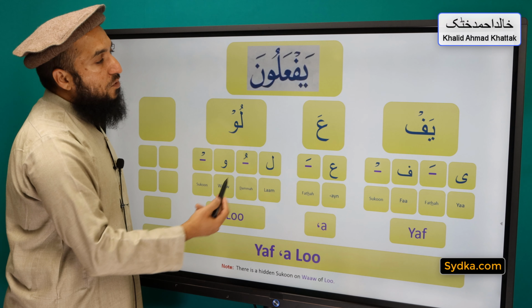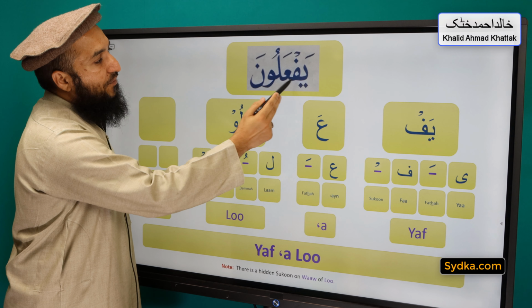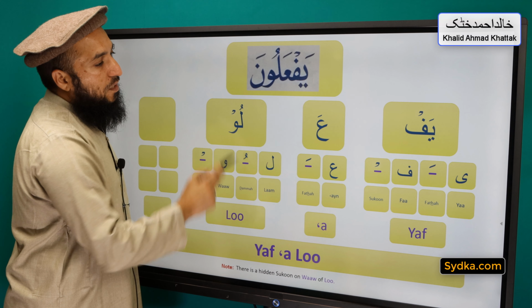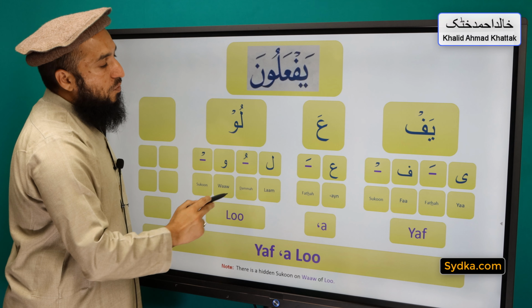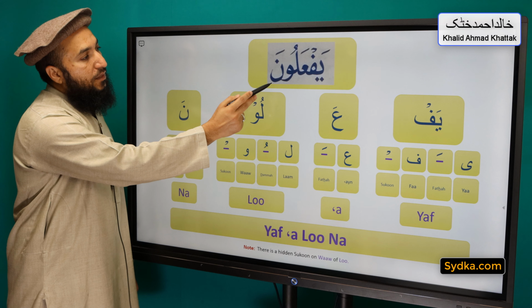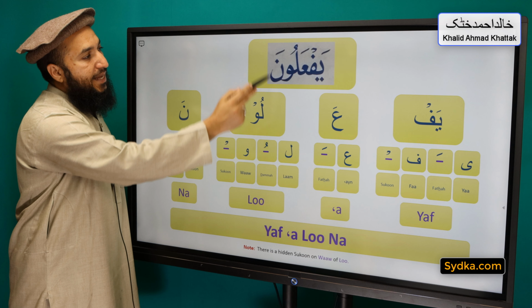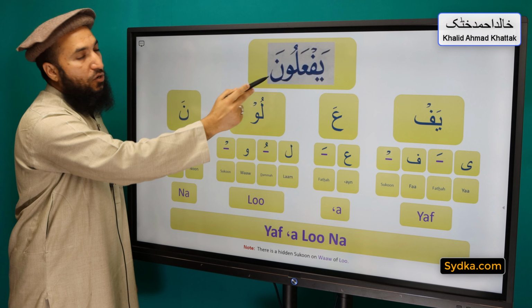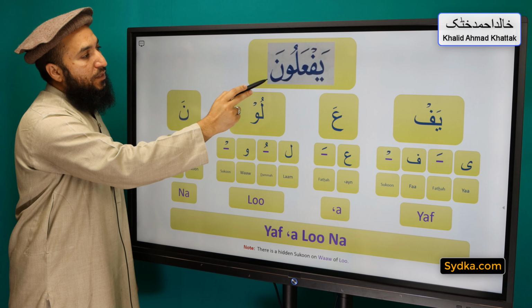Combining all 3 syllables together we have yaf'alu. The next syllable we have is noon fathana. Noon is a light letter, it has fatha on top of it, and it is prolonged for 1 count.